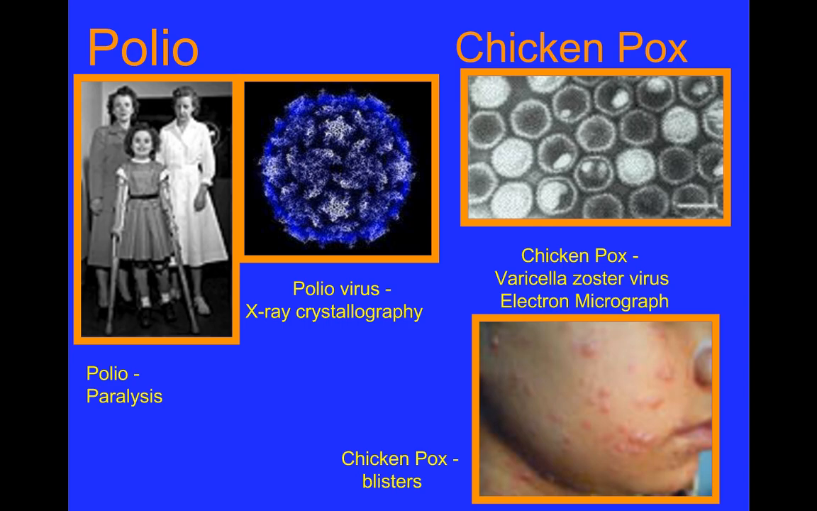Polio, also an example of a virus, and chickenpox, which all of you should have had as children. Chickenpox is a virus, and you can see the chickenpox virus up here in the top right corner, and then the result of the virus with the blisters on the face and on the body. And then polio, you can see the virus right here, and you can see someone who suffers from polio.